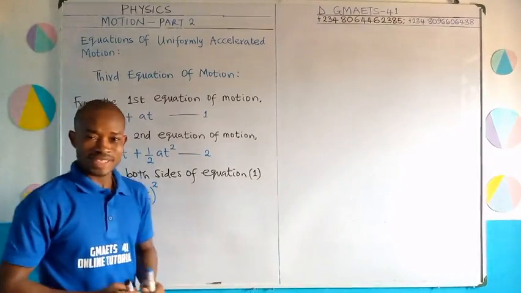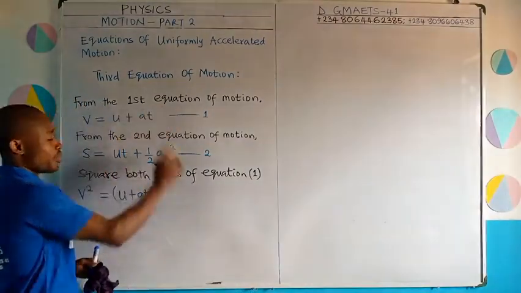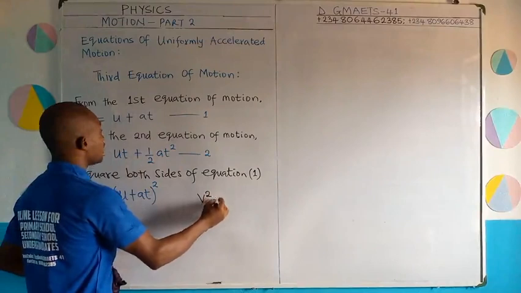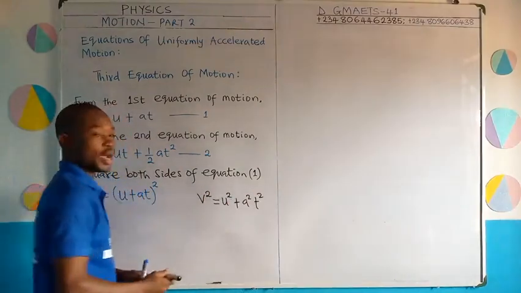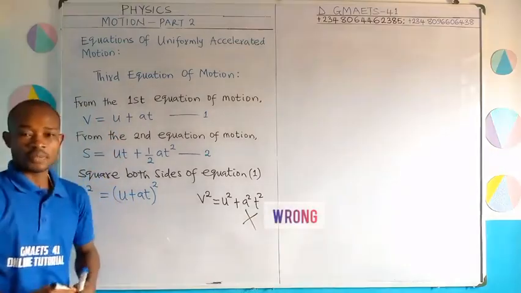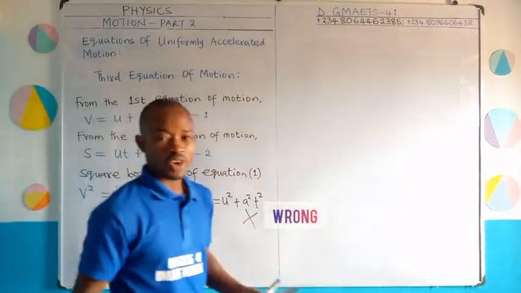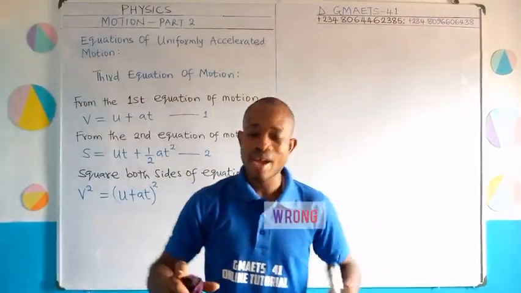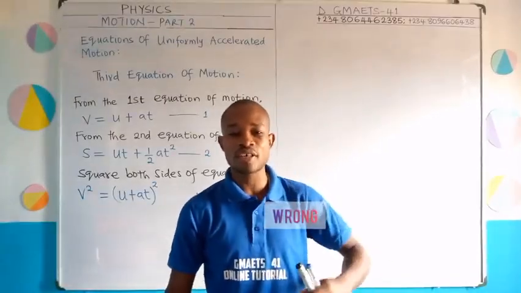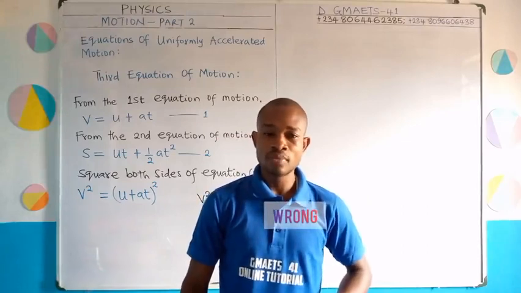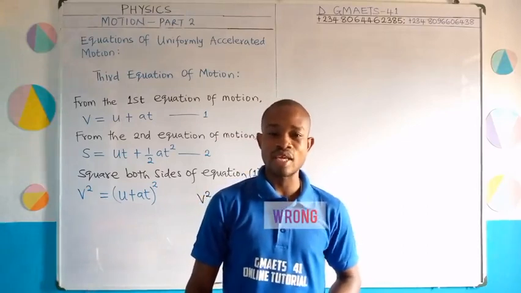Please, I want to tell you this clearly. Don't go do this. When you hear square both sides, you now go and do v squared equal to u squared plus a squared times t squared. This is very wrong. And that is why the GMAT 41 will always continue to advise any science student, whatever the course you want to study in a higher institution, to make sure you take mathematics seriously.